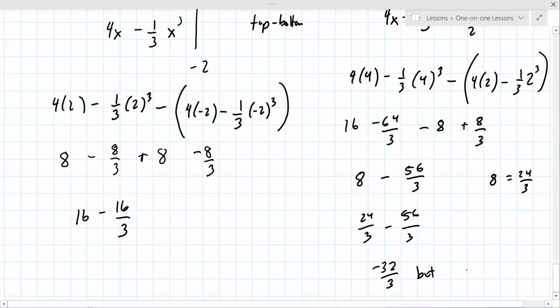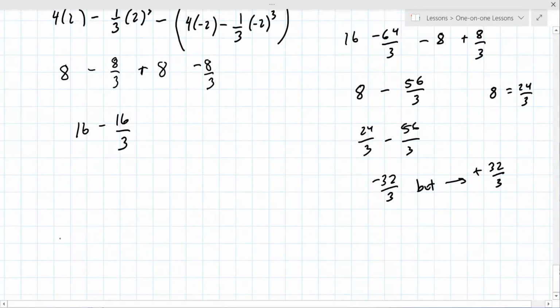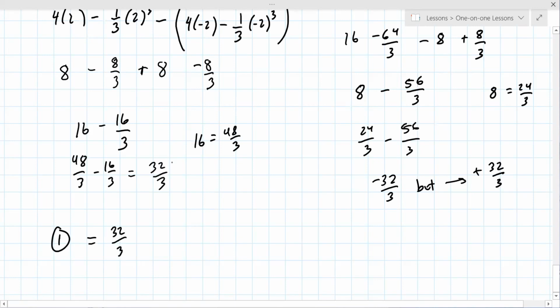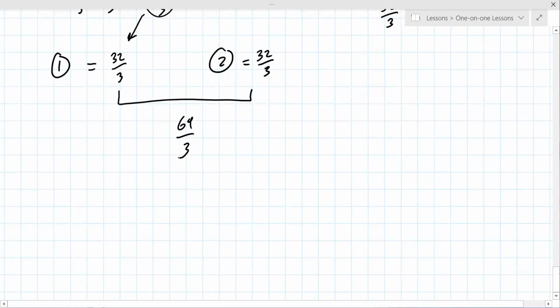Okay, so it becomes positive 32 over 3. So area one is this right here. 16 is really 48 over 3. So we'll make this 48 over 3 minus 16 over 3, which becomes 32 over 3. So area 1 is 32 over 3. That's this number. Area 2 is 32 over 3. And then you combine these together to get 64 over 3.